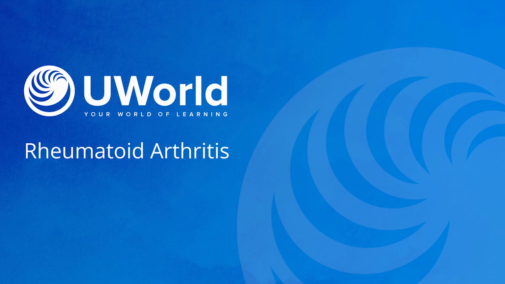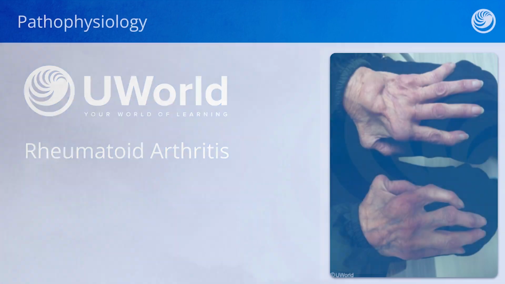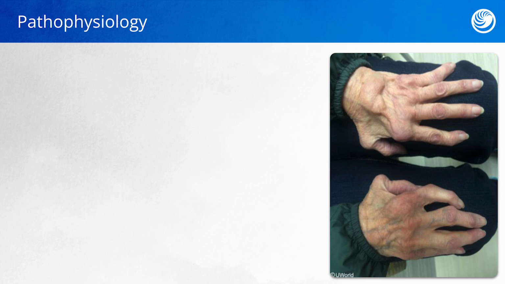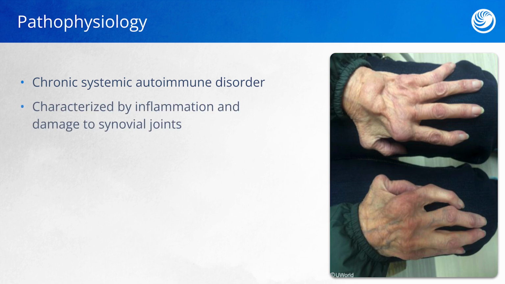This topic is rheumatoid arthritis. Rheumatoid arthritis, or RA, is a chronic systemic autoimmune disorder. RA is characterized by inflammation and damage to the synovial joints. In RA, autoantibodies, known as rheumatoid factors, form in the synovial joint cavities.